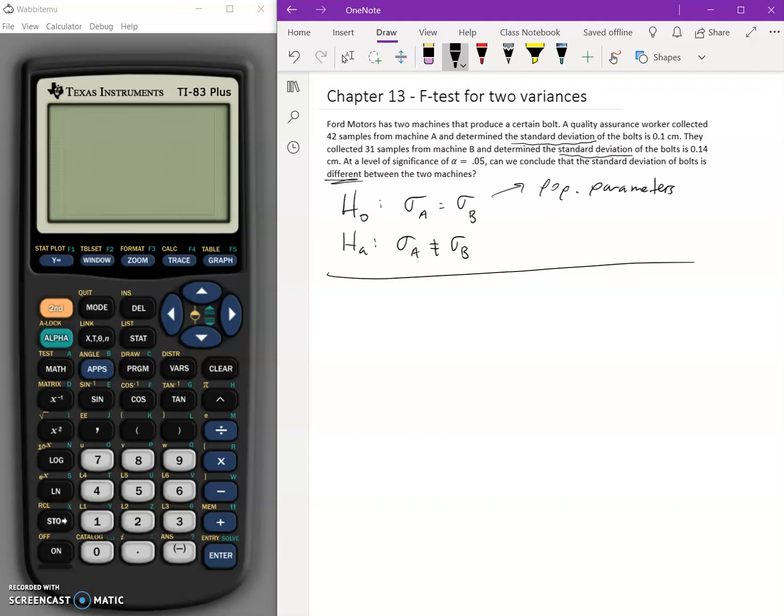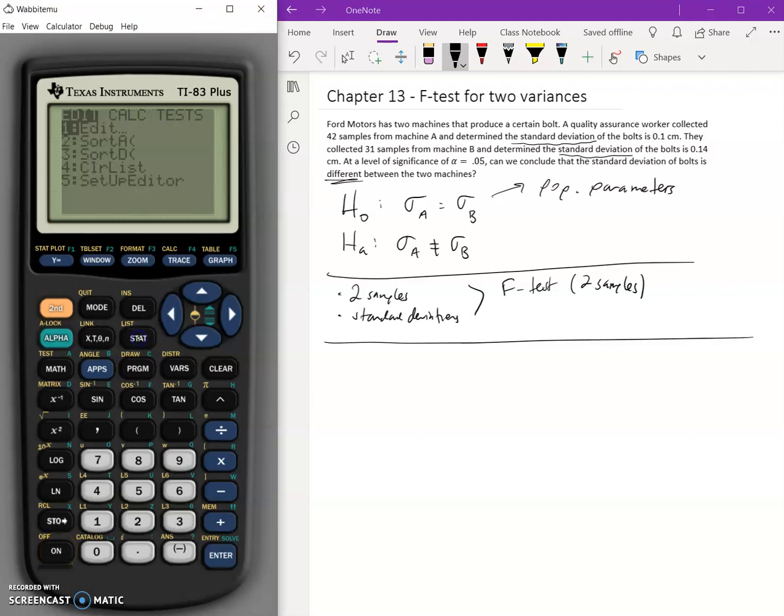So to choose the test, what we notice here is that we have two samples, and we are trying to compare standard deviations. Now, this is going to be good enough to tell us that we're going to use the F-test for two samples. So the two sample F-test is what we want. So if we go and turn on our calculator, we press stat, we go over to our tests, we can scroll down until we get to the option that says two sample F-test. So we click enter, and we have the option.